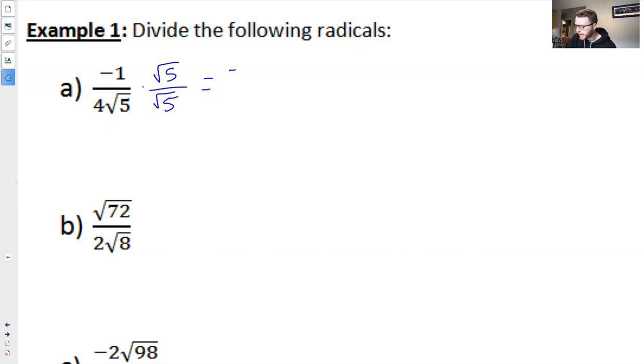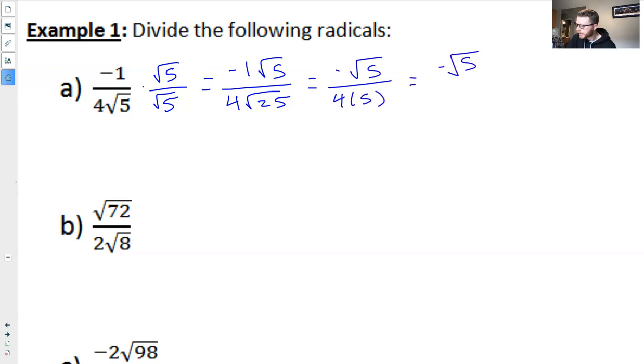And this will give us negative 1 root 5 divided by 4 root 5 times 5 is 25. Okay, hopefully you are saying root 25 will give us the whole number, or 25 is a perfect square. You're absolutely right. I'm also going to rewrite this. Negative 1 root 5 is the same thing as writing negative root 5 divided by 4 times 5. Negative root 5 divided by 20 is our final answer.